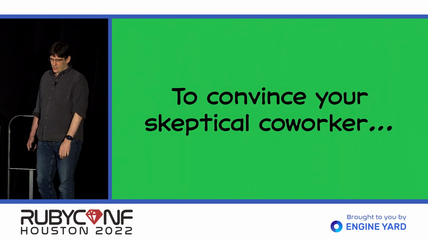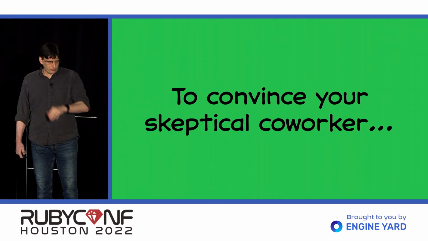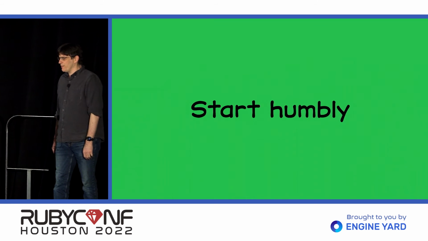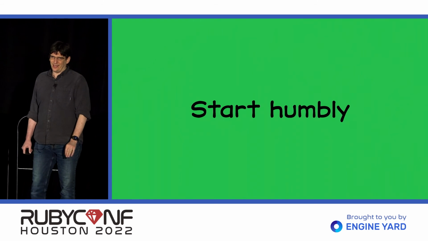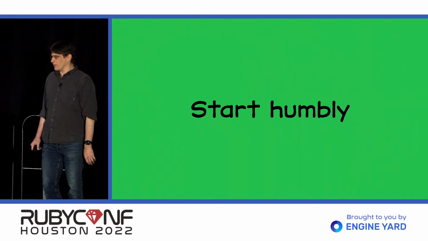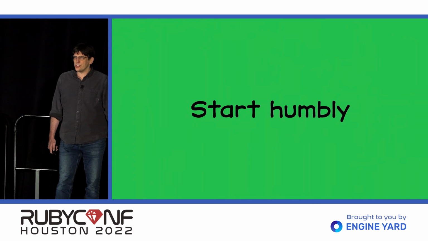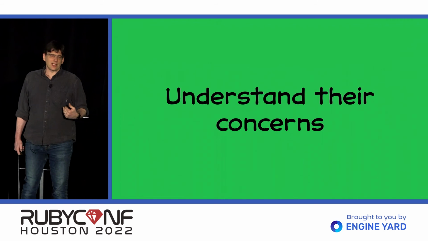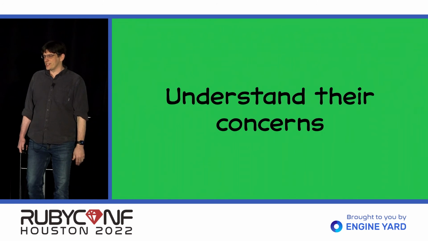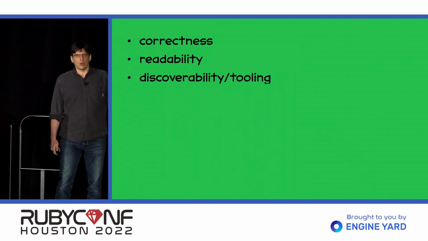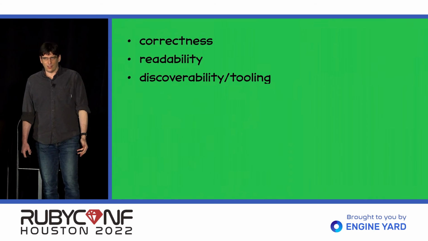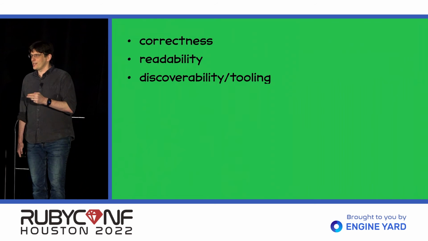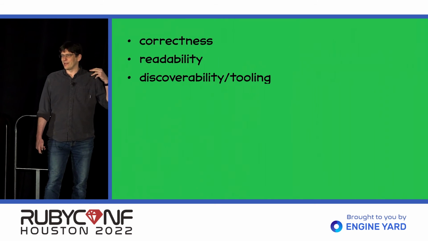So from there, when you're trying to convince somebody who is skeptical of this, I think it helps to come in humbly, and not hot, not with the metaprogram-all-the-things, waving your arms, but to understand the concerns that they will have. Some of the things that are really commonly raised as concerns here are, how do we know it's going to be correct? How do we know that people are going to be able to read this? How will we be able to discover it? Will our tooling work with it? Will people be able to search for it?